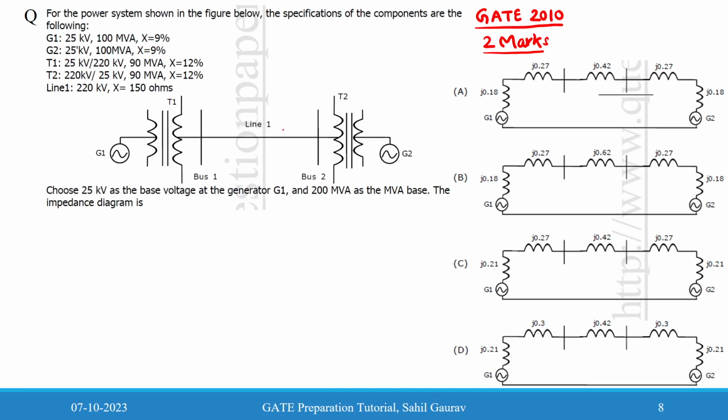For transformer 1 and transformer 2, the reactance, the rated voltage at both winding sides and the apparent power rating are given. For the line, at 220 kV, the actual line reactance is given as 150 ohm. Here in this problem you have to consider 25 kV as the base voltage at generator G1 and 200 MVA as the MVA base. The impedance diagram will be; so you have to draw the impedance diagram in per unit quantities.